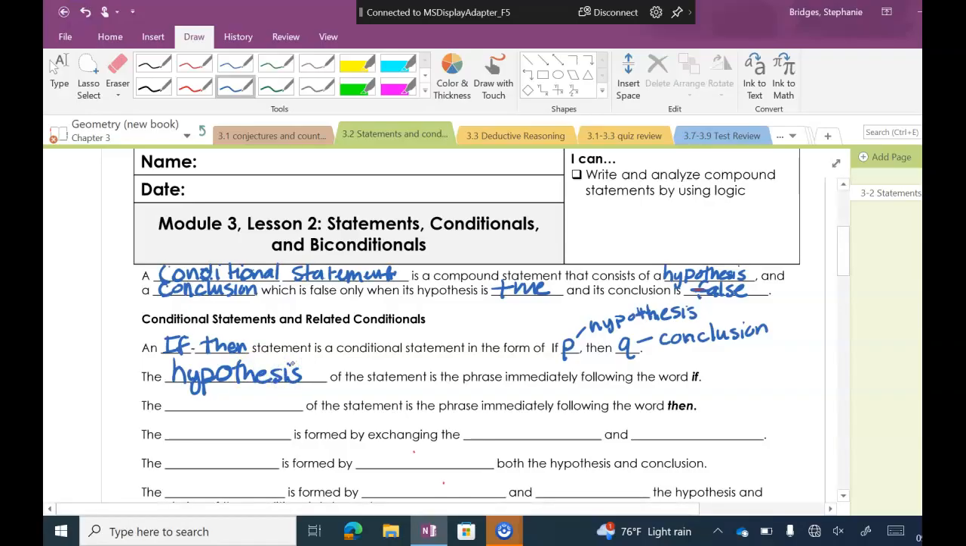Okay, the hypothesis of the statement is always going to be right after the word if. If, I don't know, it's raining outside, okay? And then what part came after then up there? Then Q, what did I tell you Q was? The conclusion.